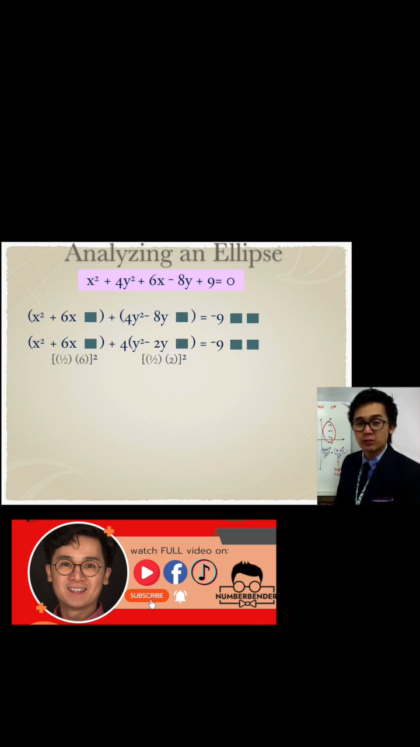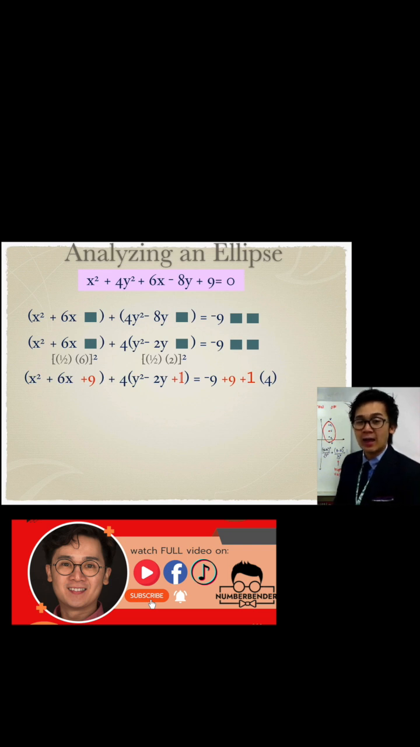So for the first parentheses, half of 6 is 3, square of 3 is 9, and for the second parentheses, half of 2 is 1, and square of it is equal to 1. So our next equation will be x squared plus 6x plus 9 plus 4 multiplied by (y squared minus 2y plus 1) equal to negative 9 plus 9 plus 1 times 4. So remember that we need to multiply 1 by 4 because of how we factored it out a while ago.